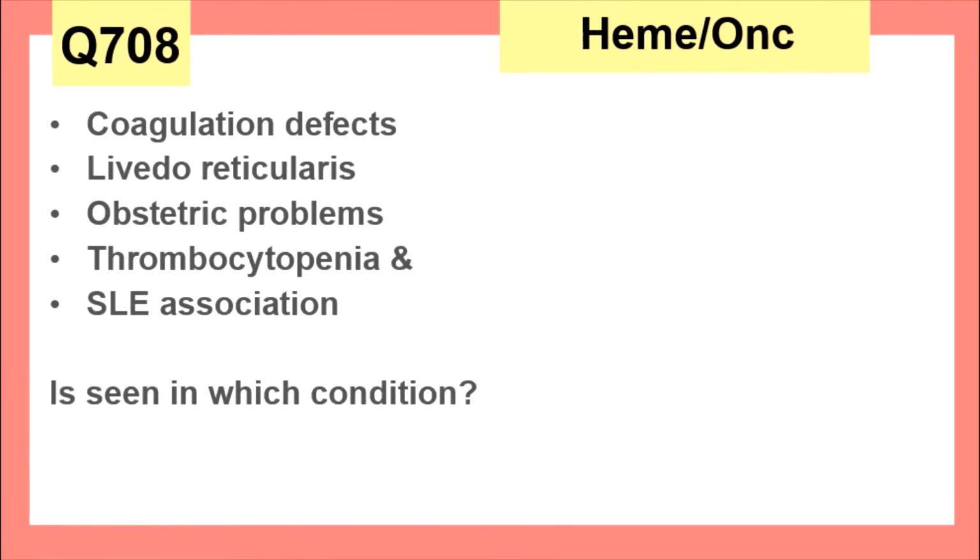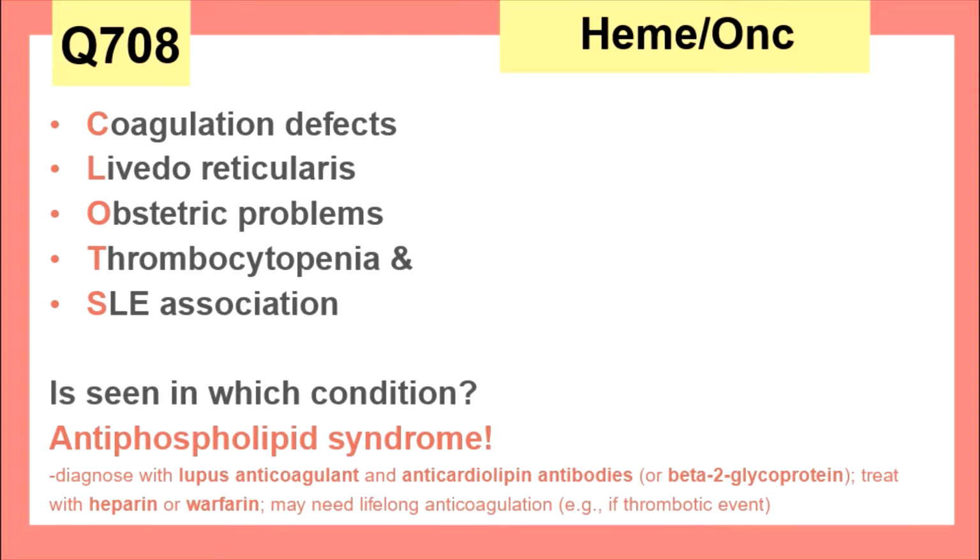Let's move on. 708. Coagulation defects, livedo reticularis, obstetric problems, thrombocytopenia, and SLE association: they have antiphospholipid syndrome, clots, fantastic mnemonic. And that's exactly what happens in antiphospholipid syndrome, patients get clots. We diagnose this condition with lupus anticoagulant, which I'm going to talk about in a moment, as well as anticardiolipin antibodies or beta-2 glycoprotein. We treat these patients with lifelong heparin or warfarin.